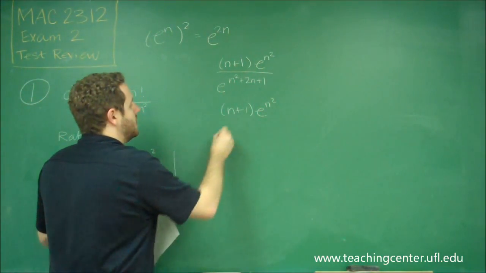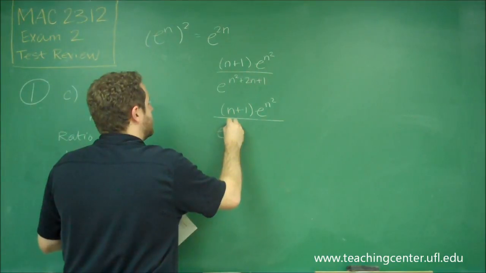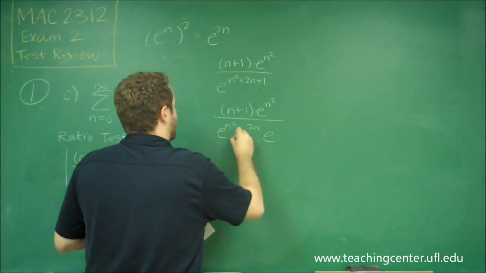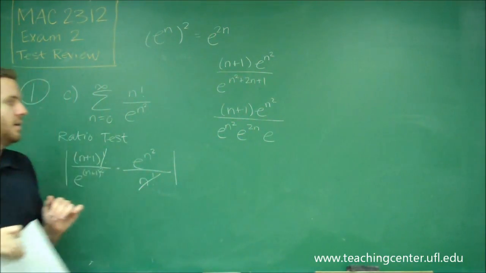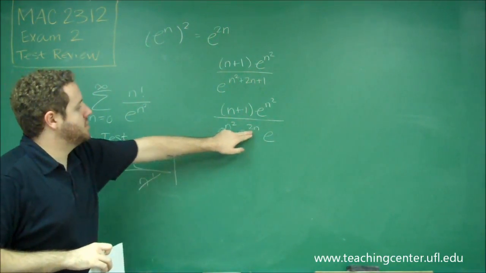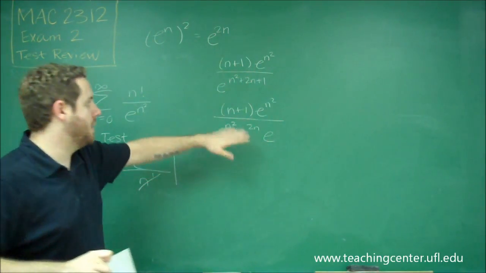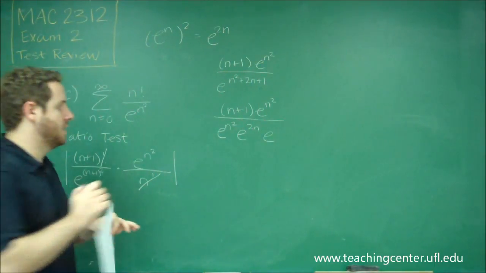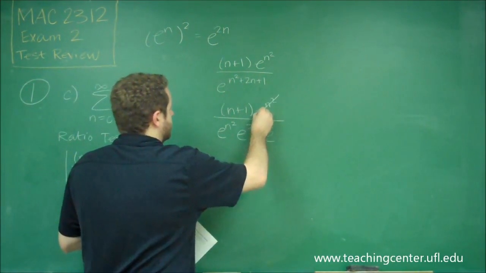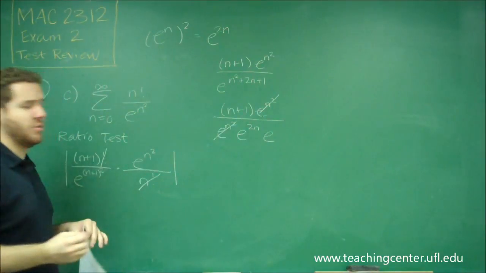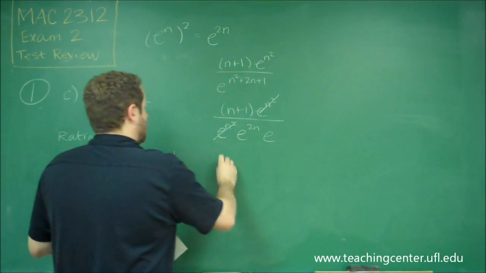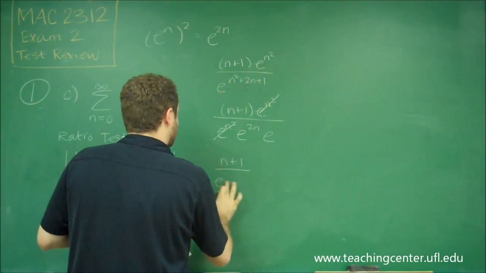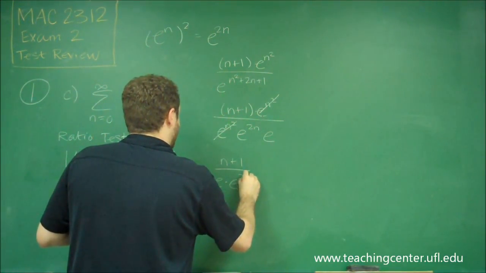So that means on the bottom we could write that as e to the n squared times e to the 2n times e, because we have powers of n squared, 2n, and 1. When you multiply those, you would add the powers and get back to what we had here. But the reason we want to do this is because now we can cancel things out. e to the n squared, e to the n squared, those go away. The rest of this does not. We're left with n plus 1 over e times e to the 2n.